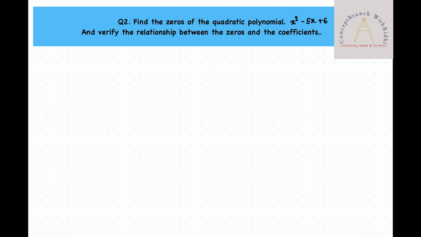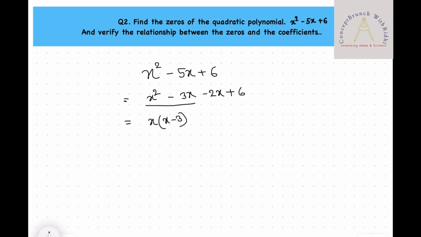This is our second question. Find the zeros of the quadratic polynomial x squared minus 5x plus 6 and verify the relation between the zeros and its coefficients. First of all, what we will do, we'll factorize it. So what will be x squared, to factorize this, we can write 3x minus 2x plus 6, right? You must know about this, right? So we can take x common here, x minus 3, and we can take minus 2 common here. We can write x minus 3 again, right?